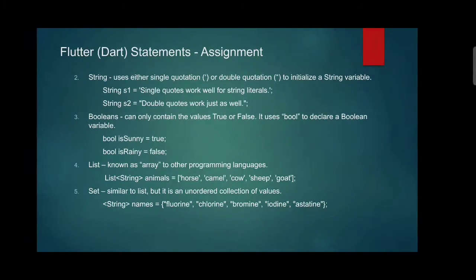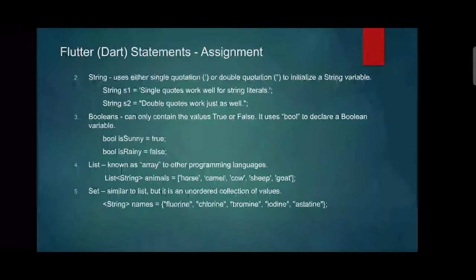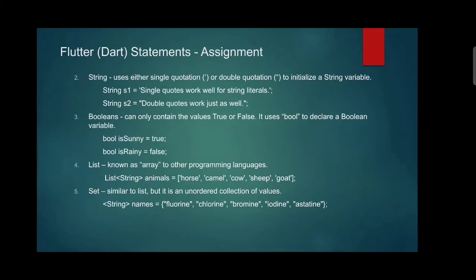So the fourth one, we have the list, known as an array in other programming languages. So the example in declaring variables: List of String, then the variable animal equals horse, camel, cow, sheep, and goat. The fifth one, we have the sets or set, similar to list, but it is an unordered collection of values. So we have here Set of String. The variable name here is names, which equals chlorine, bromine, iodine, and astatine.